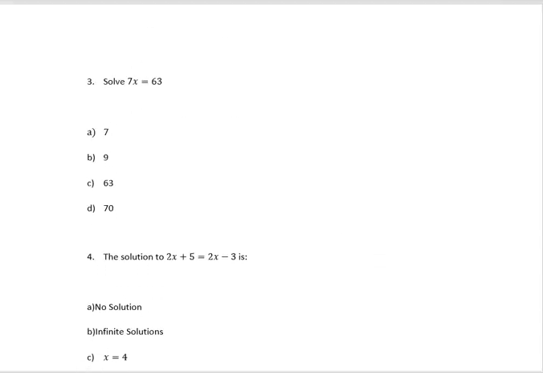All right, question 3. Solve 7x equals 63. Just divide both sides by 7, and you end up with x equals 9. So B.